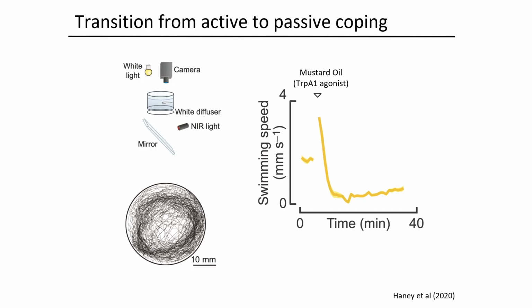But when they're unable to do so, within a couple of minutes, they shift to a sedentary behavior. So their swimming speed actually decreases below their baseline activity. So it's not that they just get used to it. They're actually more sedentary than they were when they started.